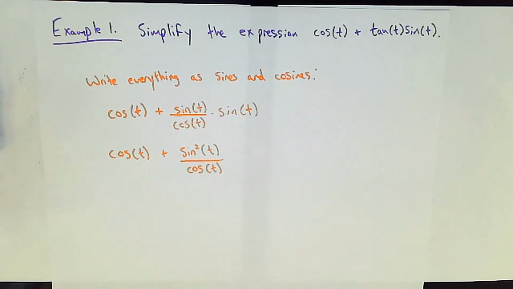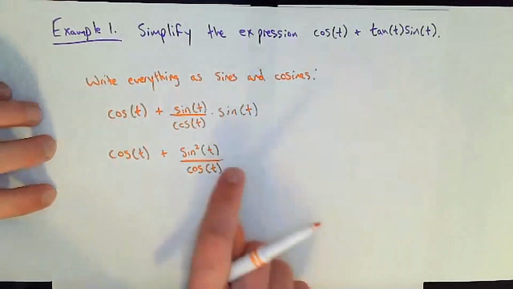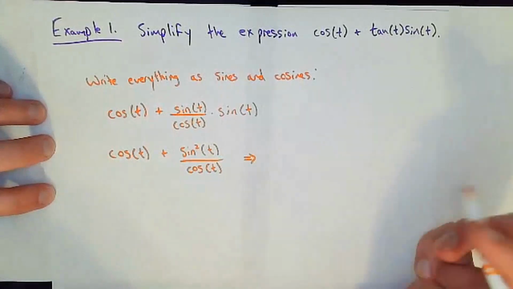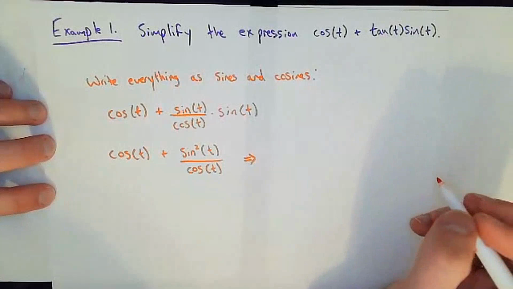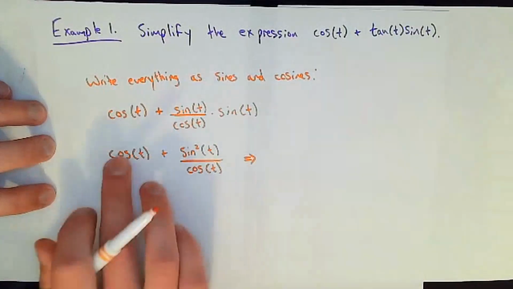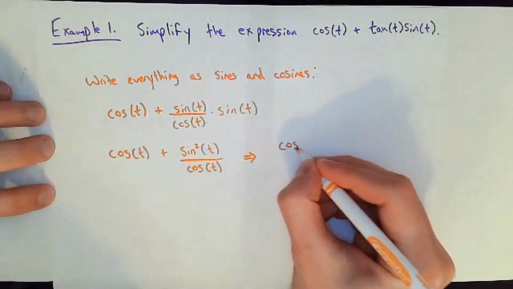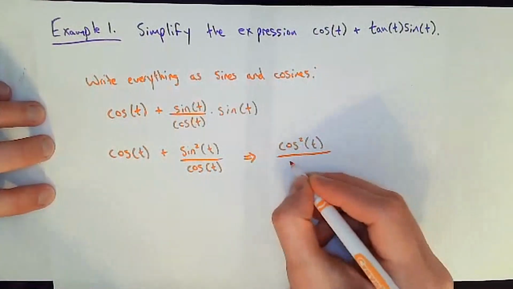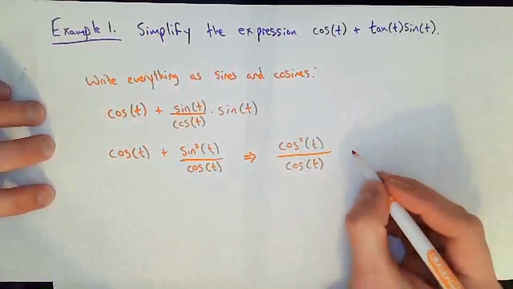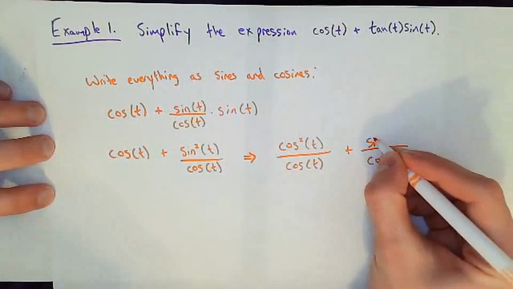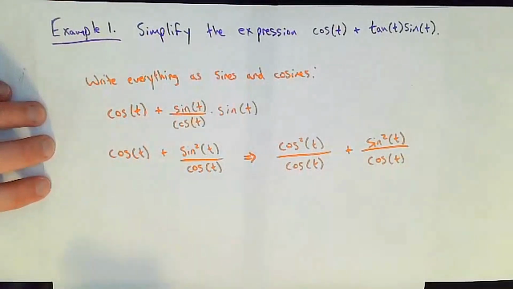Now what can I do? Can these cosines cancel? No, because of the operation of addition there. So what can I do next? And I'm going to start working a little bit more horizontally to use up this white space over here. I'm going to get a common denominator of cosine so that I can then combine these two. So I'm going to say cosine squared of t over cosine of t. There's getting my common denominator of cosine here. My right-hand fraction doesn't change. It already had that denominator of cosine.